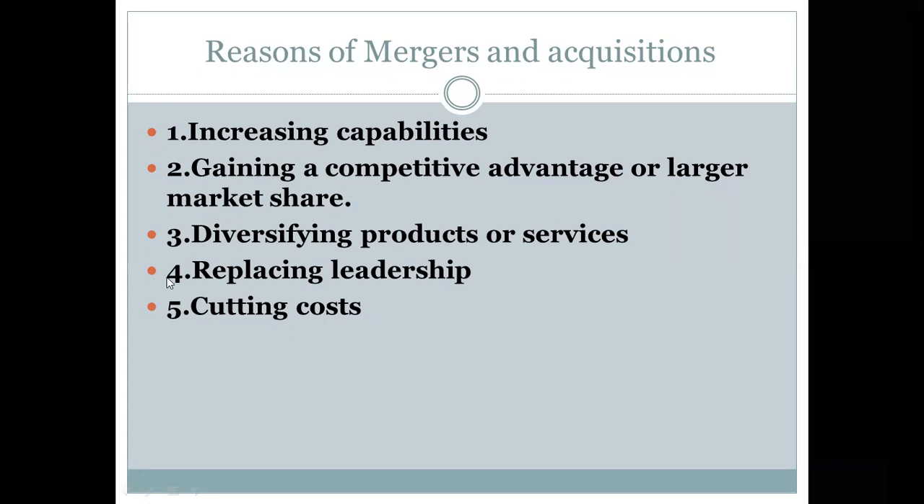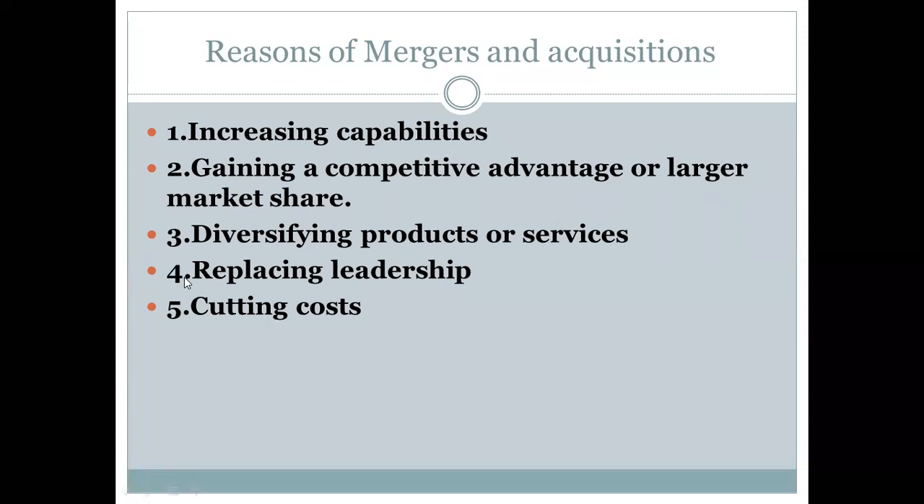The next point is replacing leadership. Usually in private companies, the company may need to merge or be acquired if the current owner can't identify someone within the company to succeed them. If there is a private company in the marketplace, whatever the organization or firm is, but they do not have any efficient labor or any current person who can succeed the company.